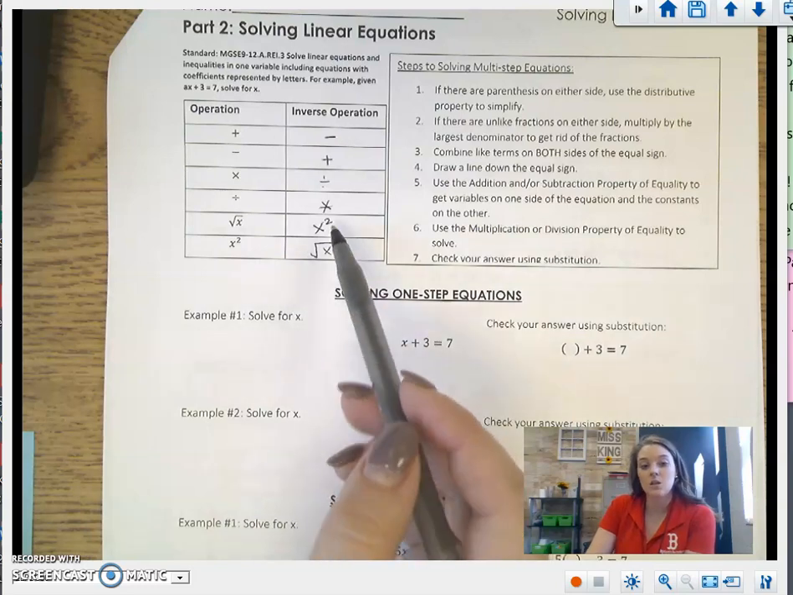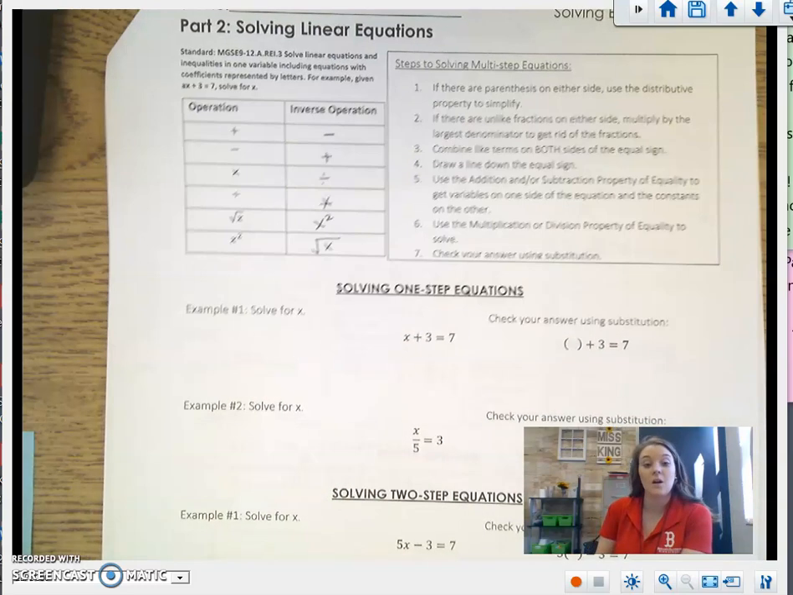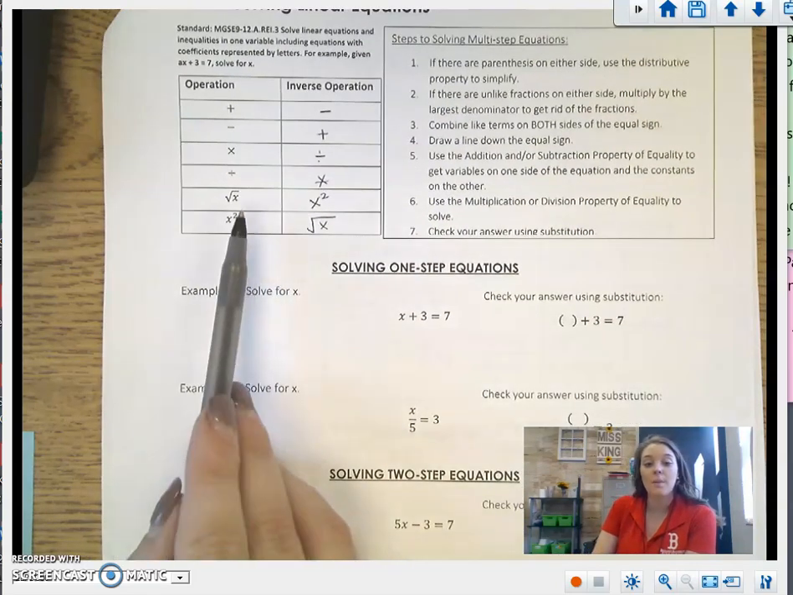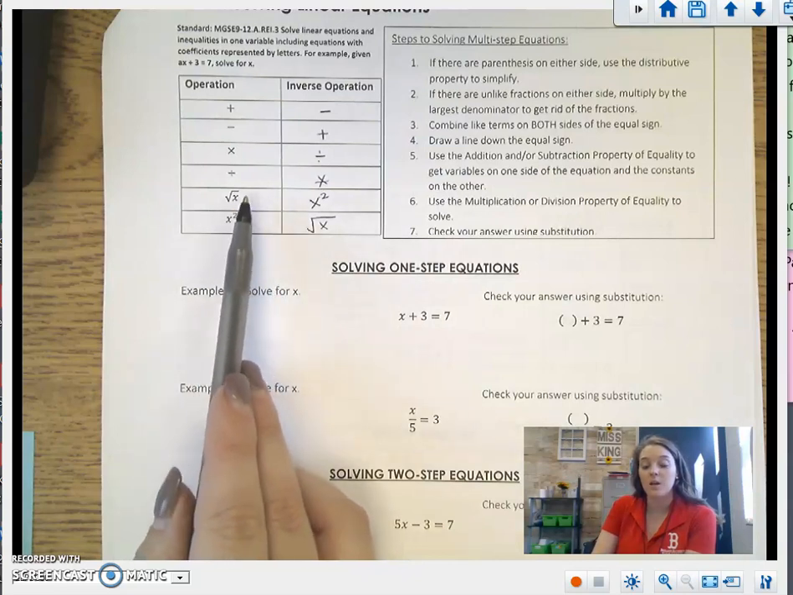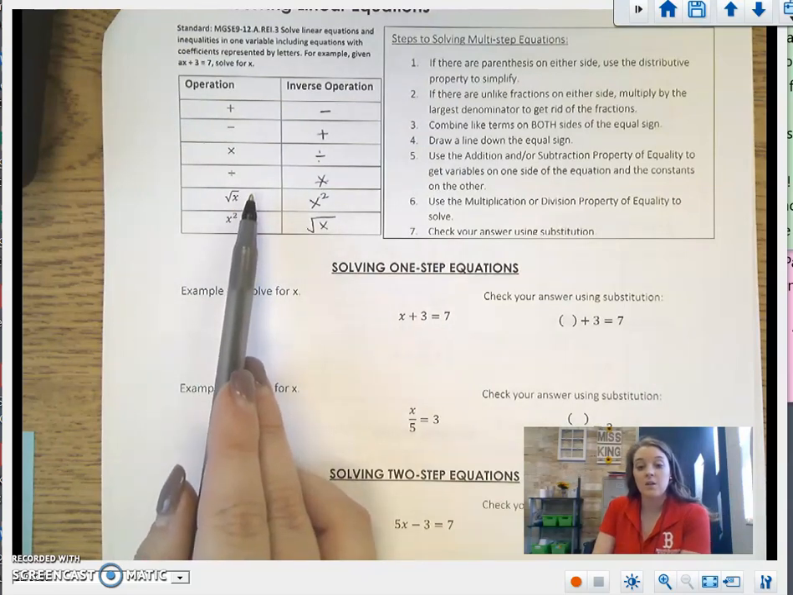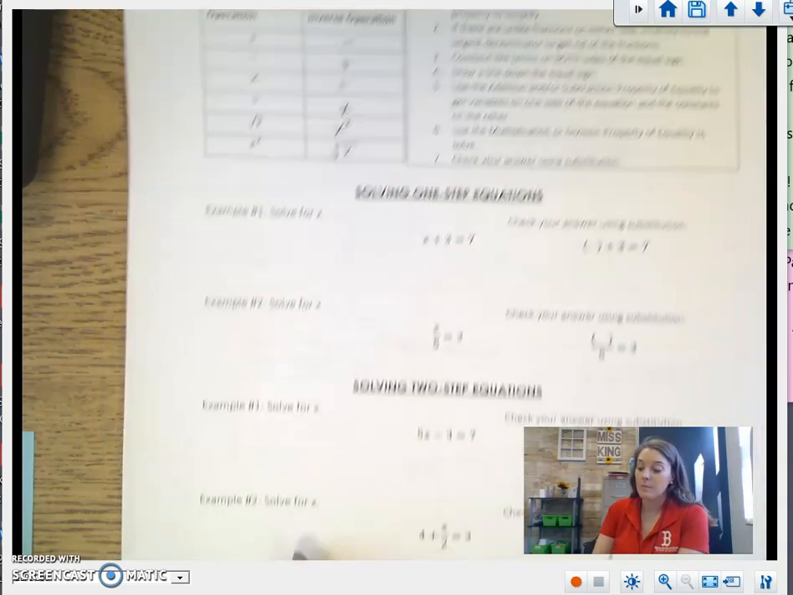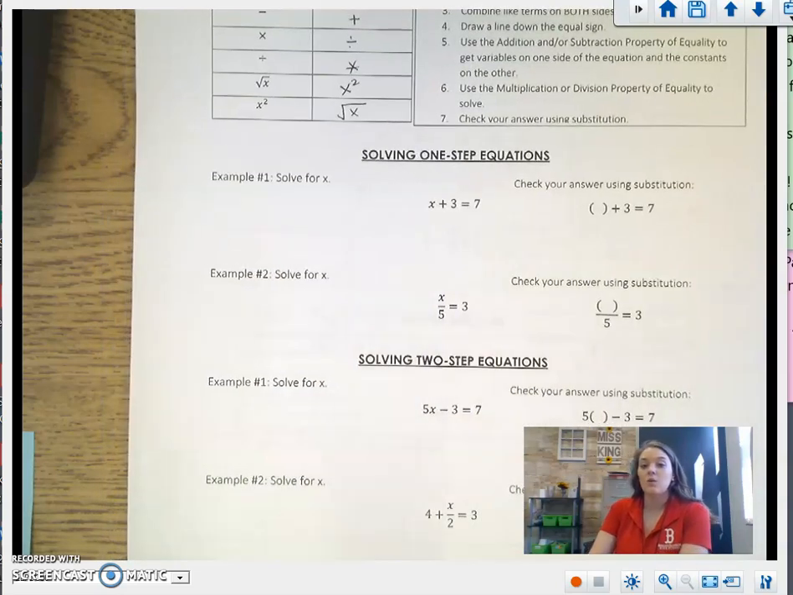And so these two we will practice with several times to make sure that you remember that the inverse of something squared is the square root, and the inverse of a square root is something squared. But let's go ahead and review one-step equations.